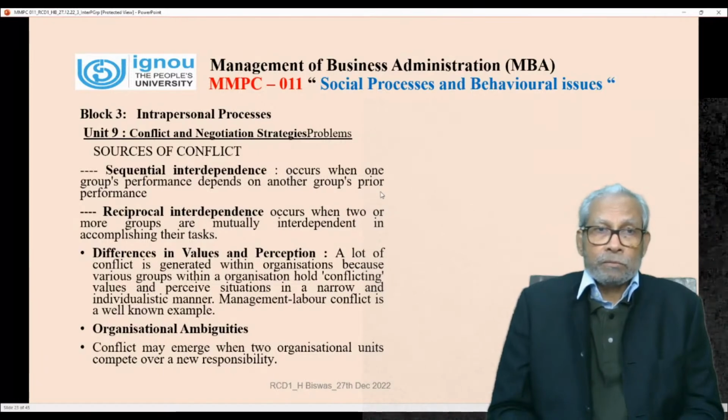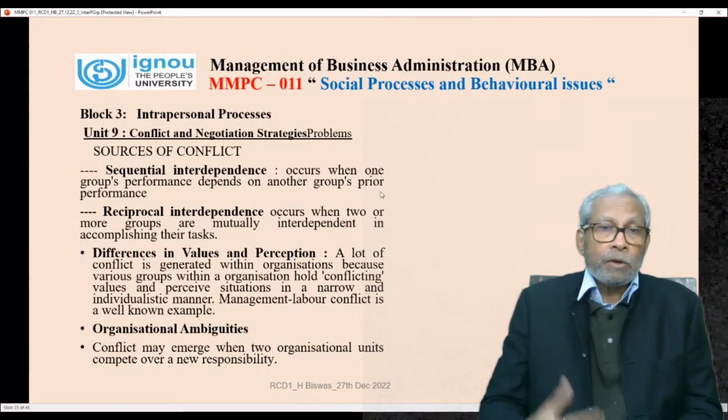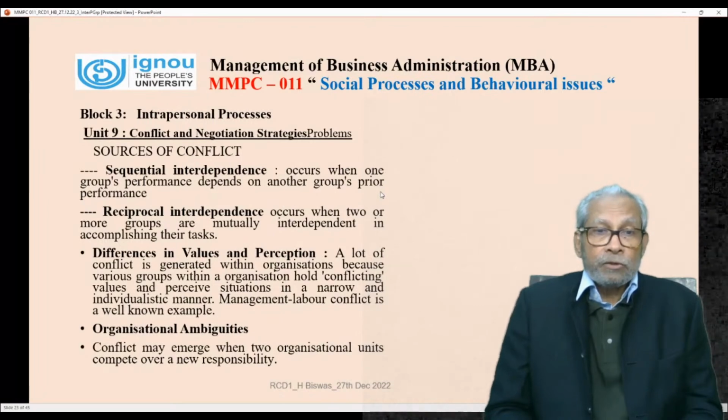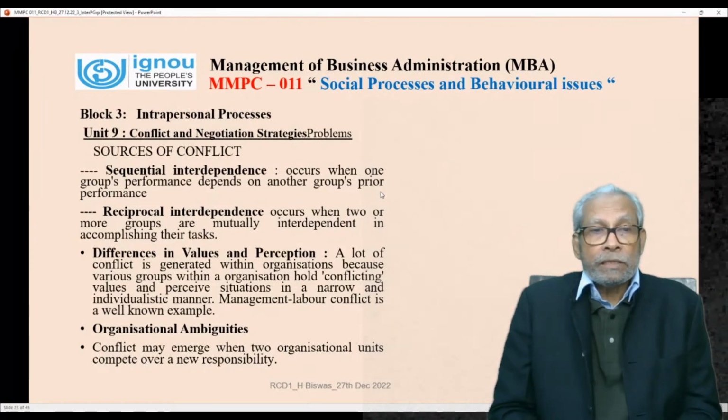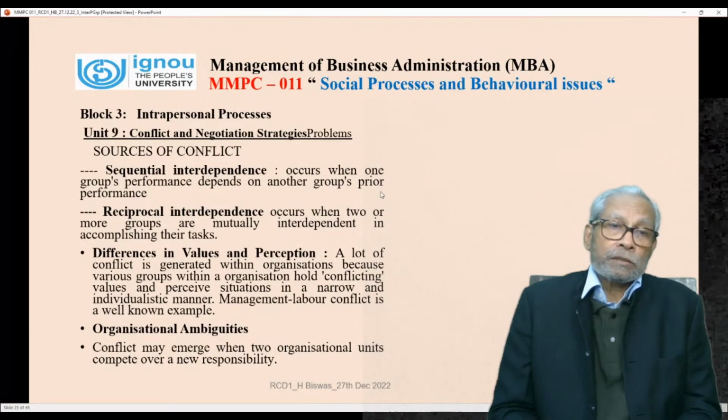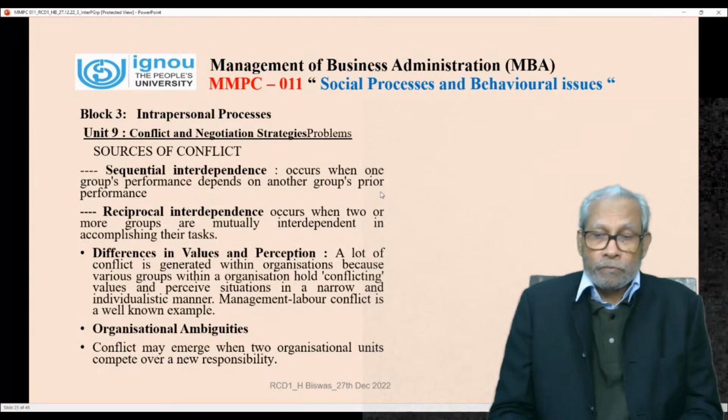Differences in values and perceptions are another source of conflict. A lot of conflict is generated within organizations because various groups hold conflicting values and perceive situations in a narrow and individualistic manner. Management and labor conflict is a well-known example. Basically, some conflict will always be there because of these values and perceptions. Then organizational ambiguities: conflict may emerge when two organizational units compete over new responsibilities. That time some ambiguities will come up.